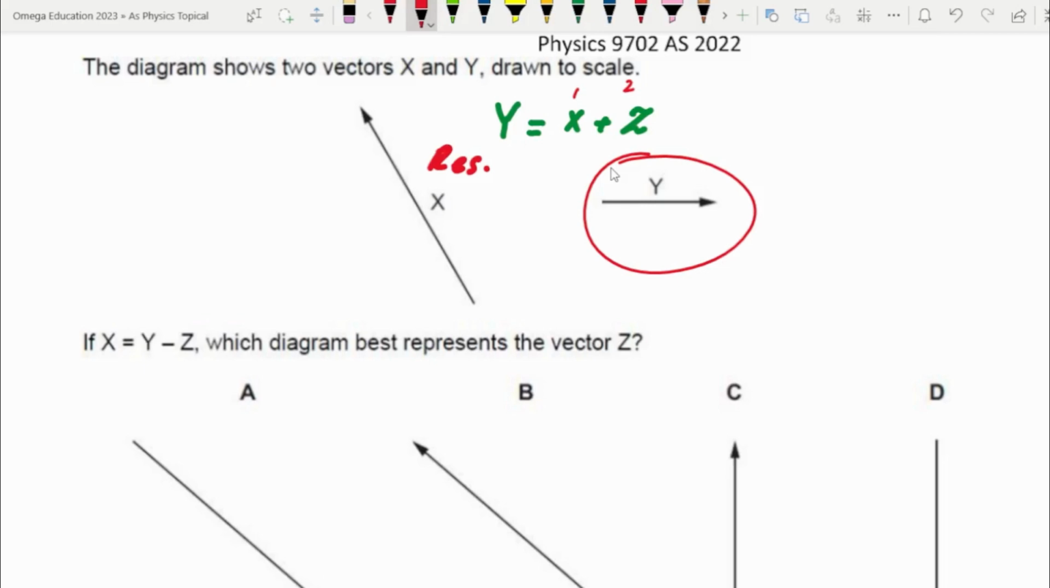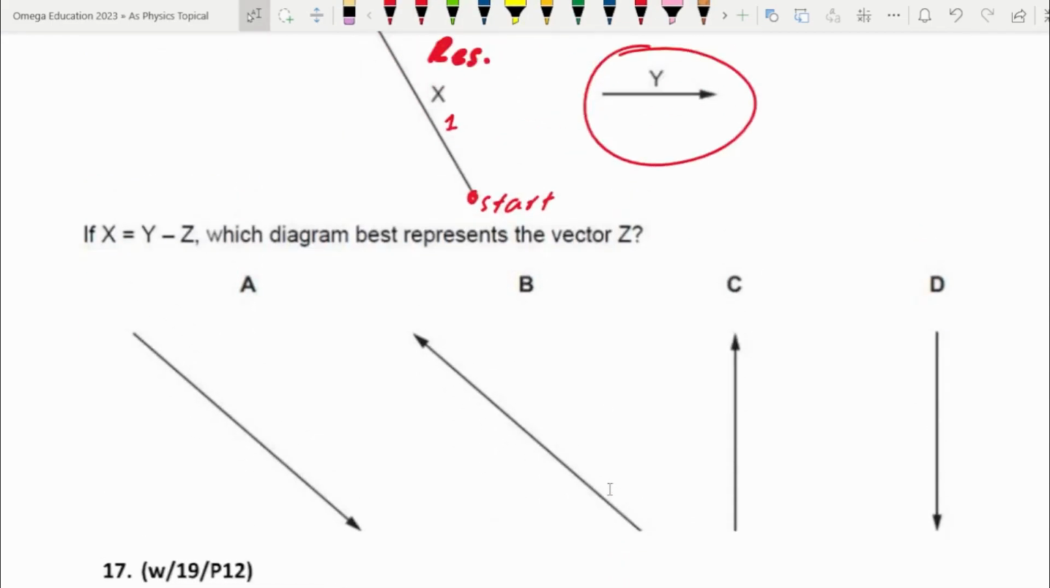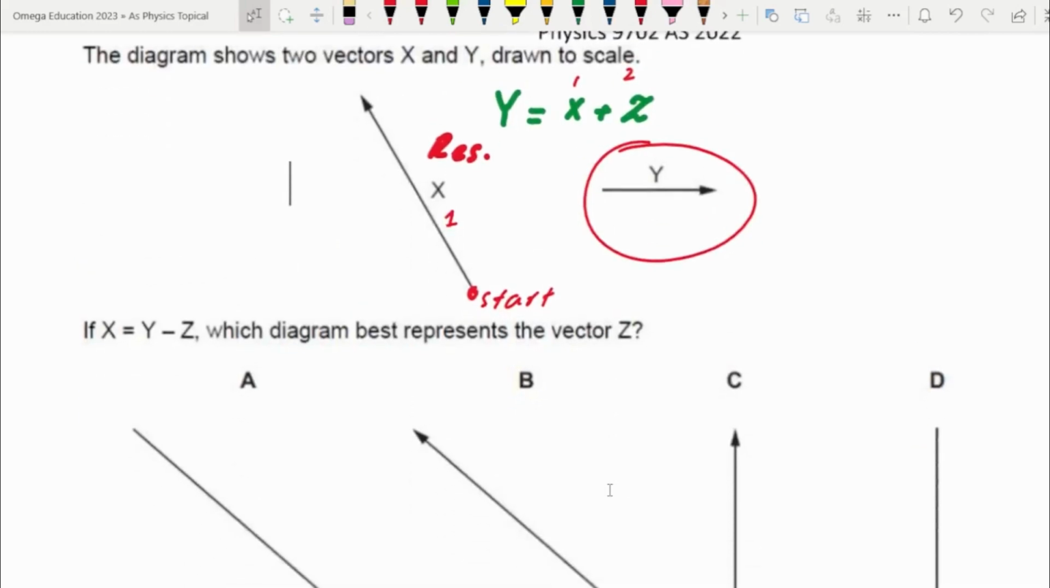Keep it in mind, how do we direct the resultant vector? It is from the starting point towards the end point. So this is your starting point. This is your vector number 1. Now you need to connect the vector z, which is your vector 2, in such a way that the resultant vector has to be towards the right side. So let's start off with the option D.